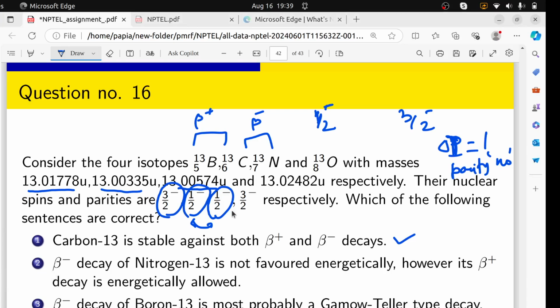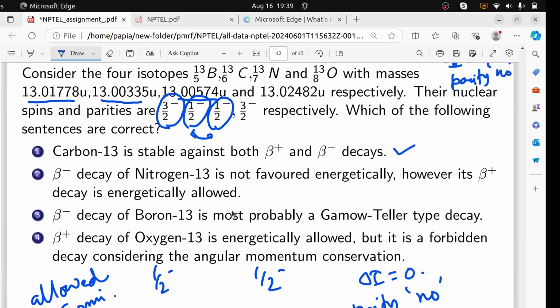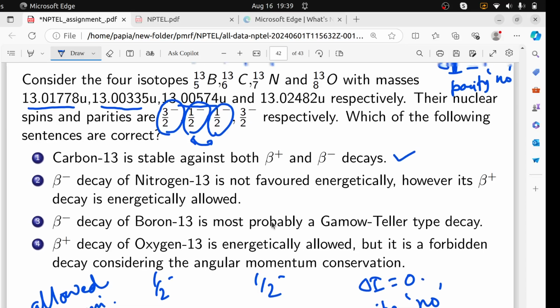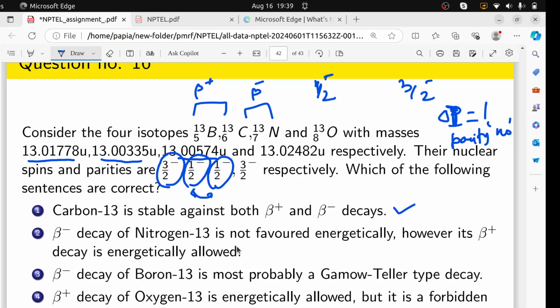Okay. Yeah, what I told, carbon 13 is stable against beta plus as well as beta minus decay. Now coming to the second option, beta minus decay of nitrogen 13 is not favored energetically. However, its beta plus decay is energetically allowed. Is it correct or not? Beta minus of nitrogen 13. Nitrogen 13 beta minus decay means nitrogen will go to oxygen. Yes? So beta minus is this one. Now see the energetically favored or not.